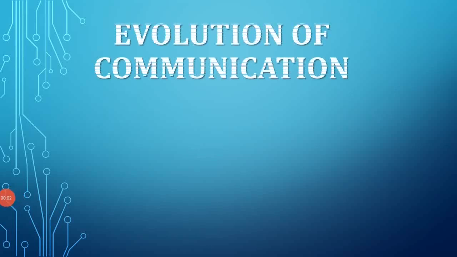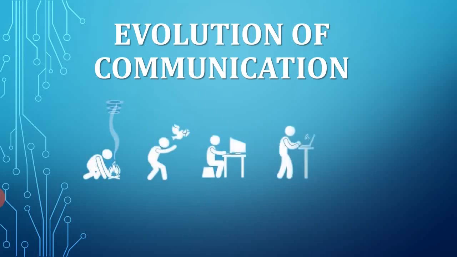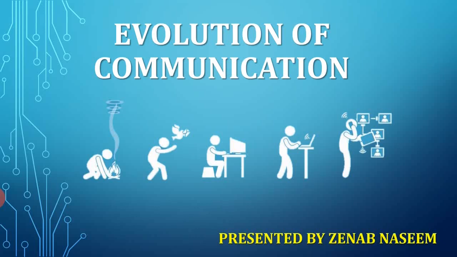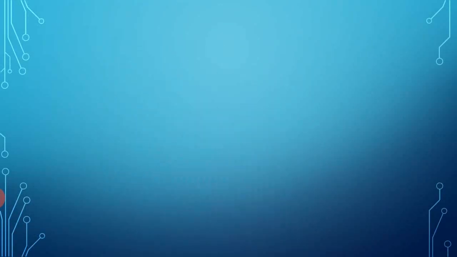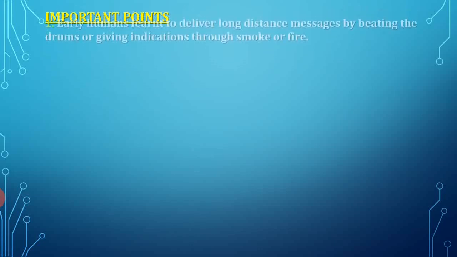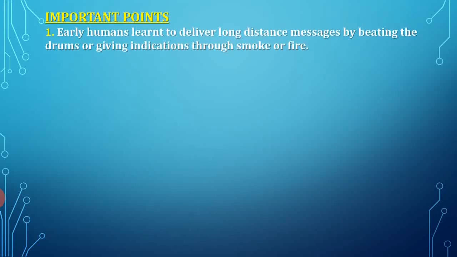Let us begin with the lesson evolution of communication, children. Important points. Children, please make sure that you write down these important points in your SST notebooks with a neat handwriting, children. Number 1. Early humans learned to deliver long distance messages by beating the drums or giving indications through smoke or fire.